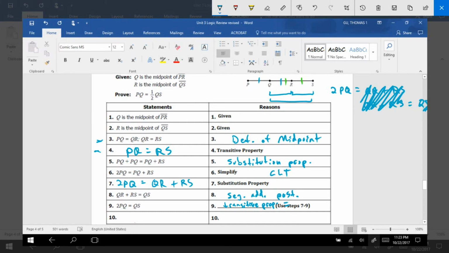And then our final step, step 10, we're trying to prove that PQ equals 1/2 QS. So we're just going to write that in here. PQ equals 1/2 QS. And how do we go from step 9 to 10? We divided both sides by 2. That means we use the division property of equality. And we have finished this question. We have finished the review.